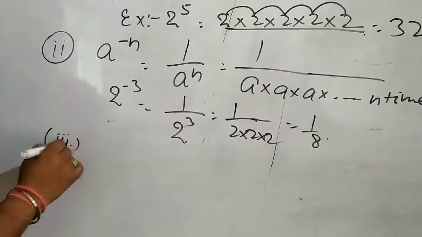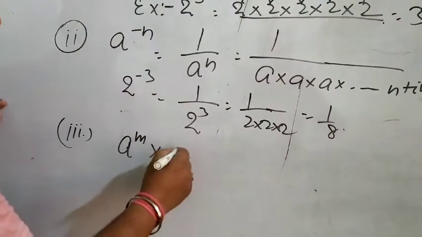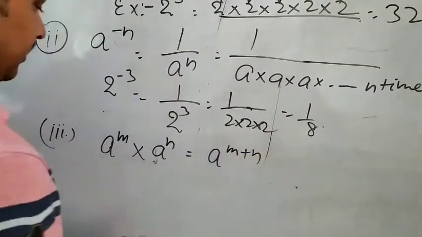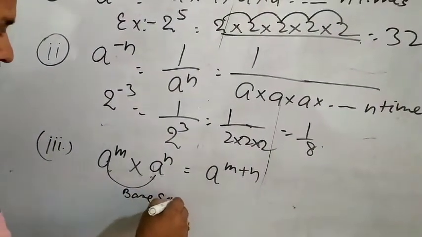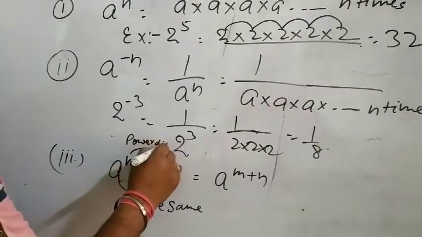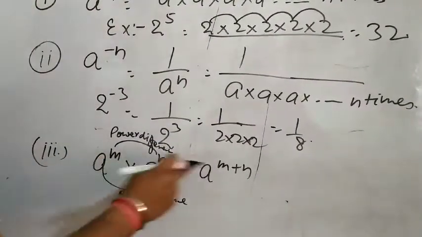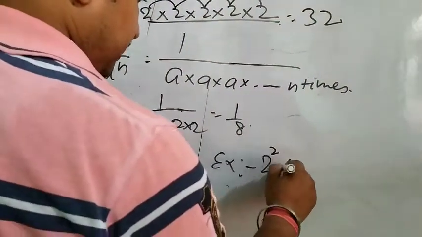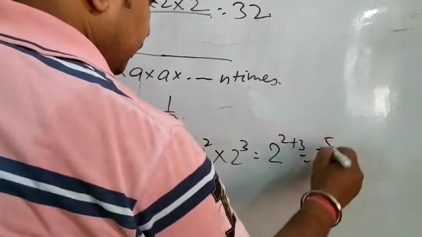Your third is a to the power m into a to the power n. That means a to the power m plus n. Here the base is the same and the power is different. In the multiplication form, the powers must be added. For example, 2 to the power 2 into 2 to the power 3 means 2 to the power 2 plus 3, that means 2 to the power 5.